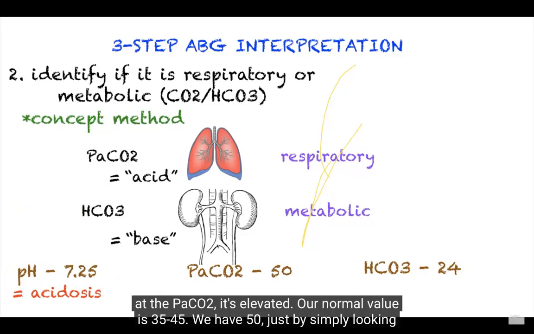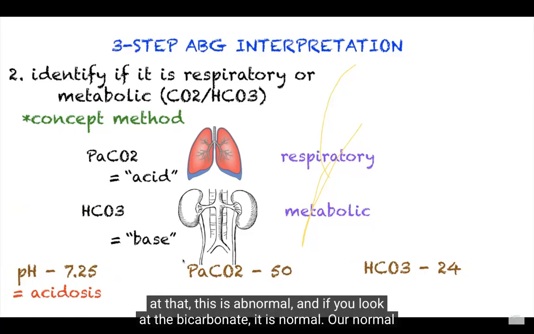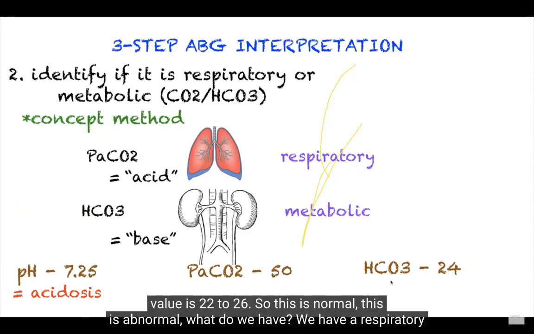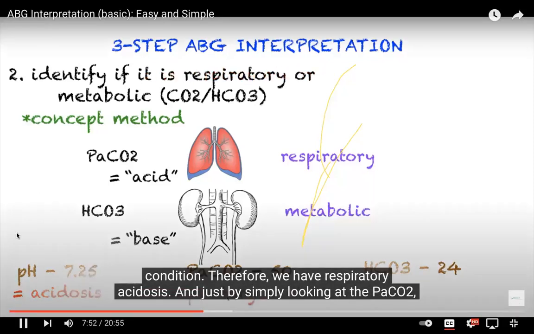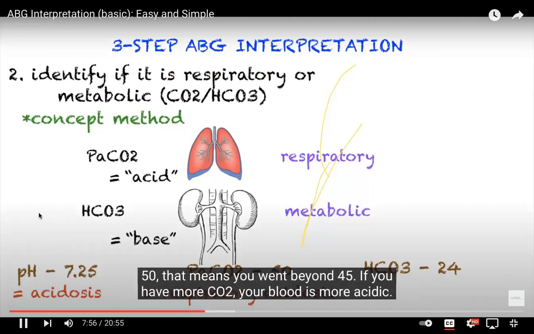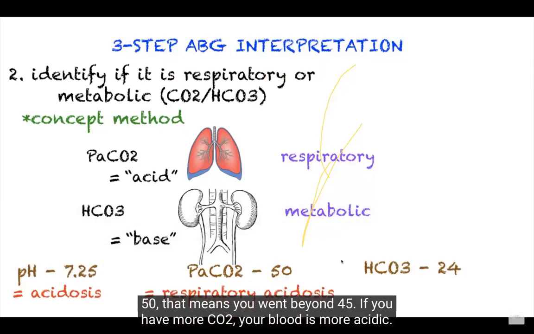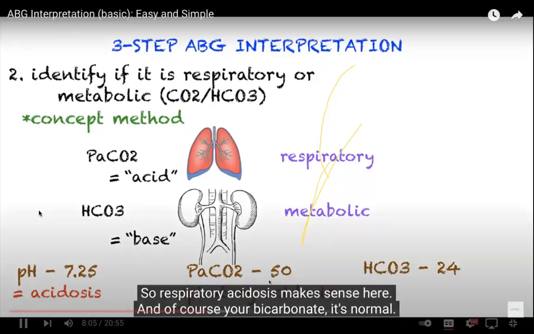We have 50. Just by simply looking at that, this is abnormal, and if you look at the bicarbonate, it is normal. Our normal value is 22 to 26. So this is normal, this is abnormal, what do we have? We have a respiratory condition. Therefore, we have respiratory acidosis. And just by simply looking at the PaCO2, 50, that means you went beyond 45. If you have more CO2, your blood is more acidic. So respiratory acidosis makes sense here.